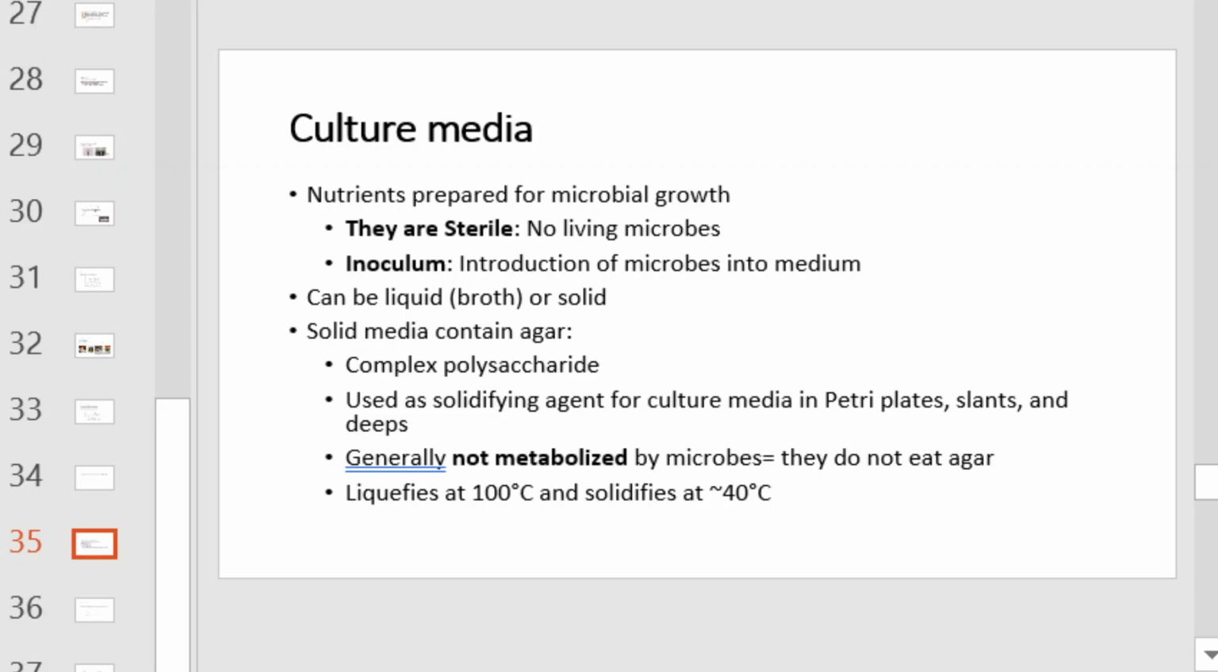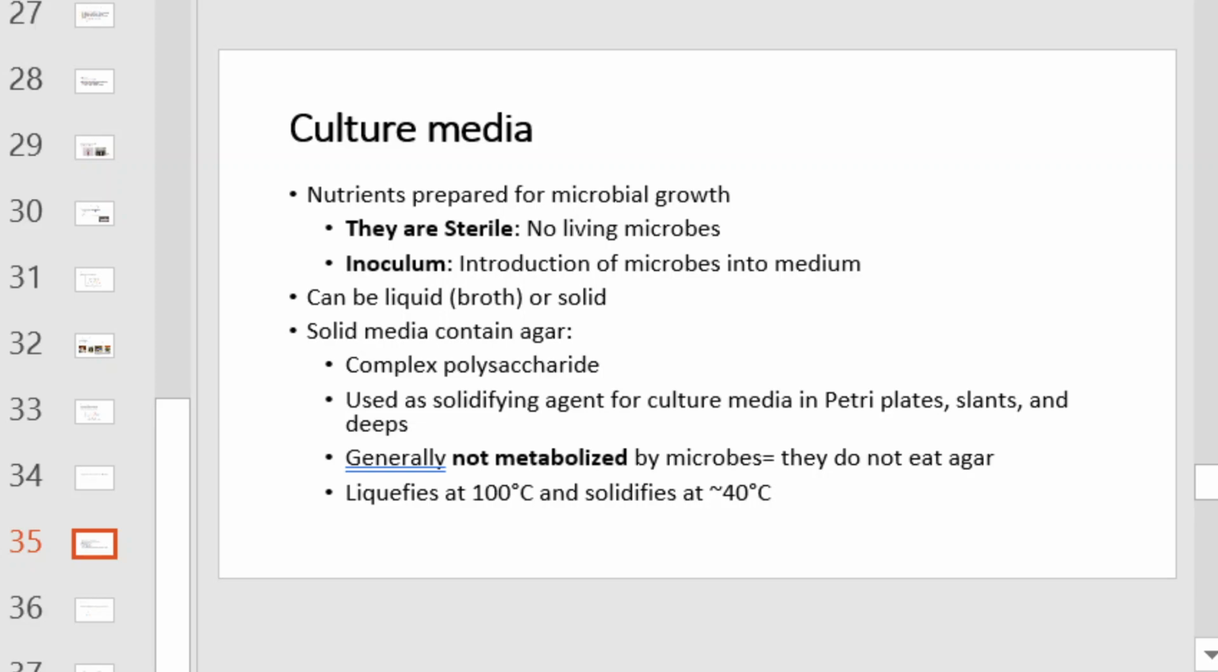Culture media. The culture media is the media upon which we prefer, or at least attempt, to grow microorganisms. Nutrients can be prepared for microbial growth in a variety of different culture media. Culture media are sterile if they have no living microbes. The organisms that we plate on culture media are referred to as the inoculum. The inoculum can be from a liquid, broth, or from a solid.